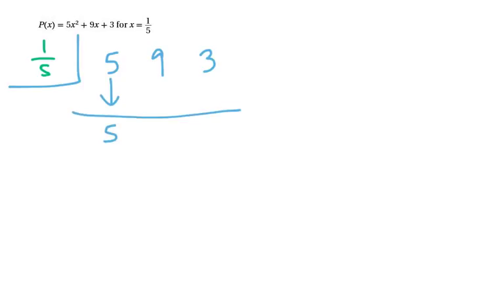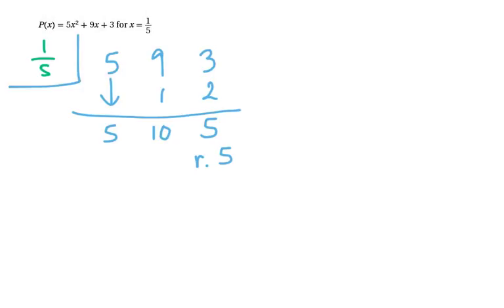Okay, so let's try this out. If I write the coefficients, 5, 9, and 3, I don't need any placeholders, right? And really what I'm looking at is the solution 1/5, right? I'm going to carry the 5 straight down. 1/5 times 5 is 1. 9 and 1 is 10. 1/5 of 10 is 2. 3 and 2 is 5. So my remainder here is 5. Okay, so let's try it out another way.